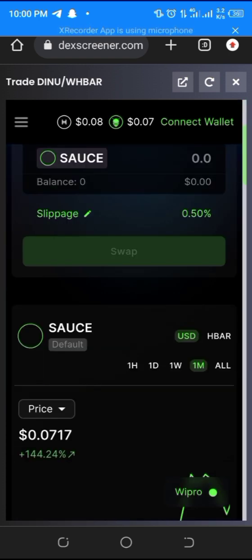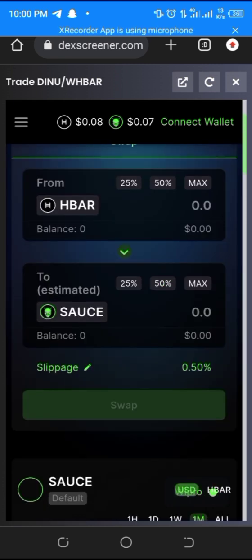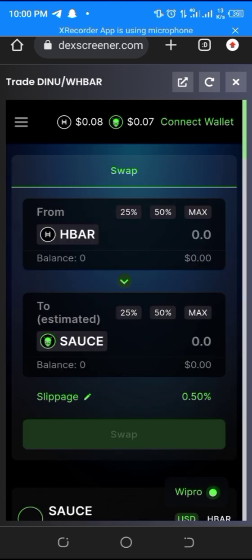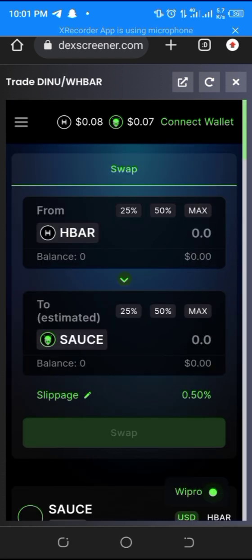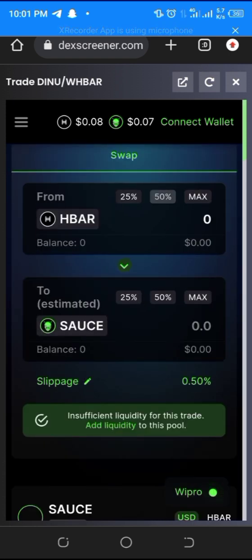So once you have the H bar that you want to use to buy, you can see swap at the top, H bar to source. Then you have to connect your wallet first. Once you connect your wallet, you can now use this H bar. Maybe you are using 50% of it, then you click on swap. That's if you have enough money.